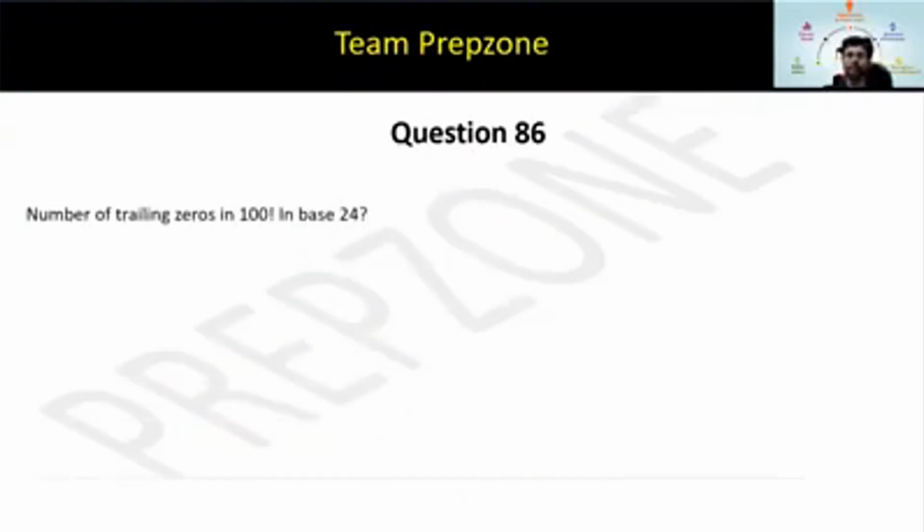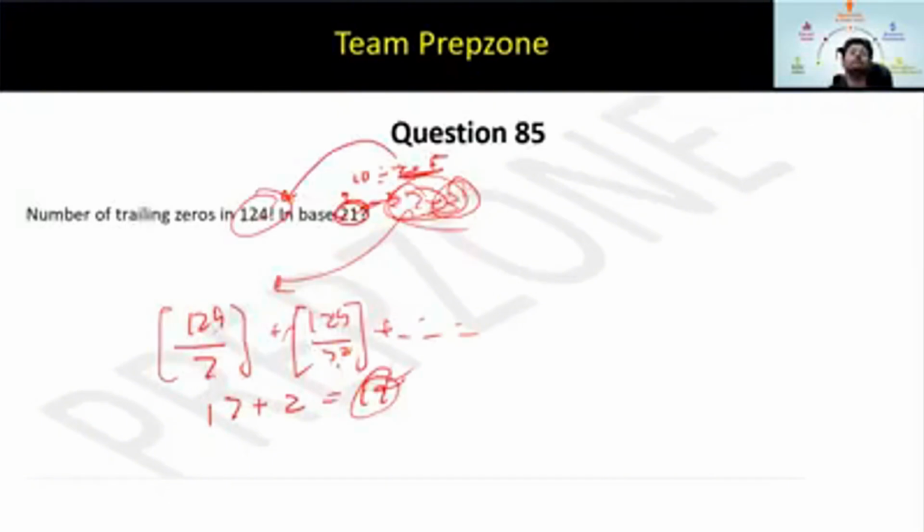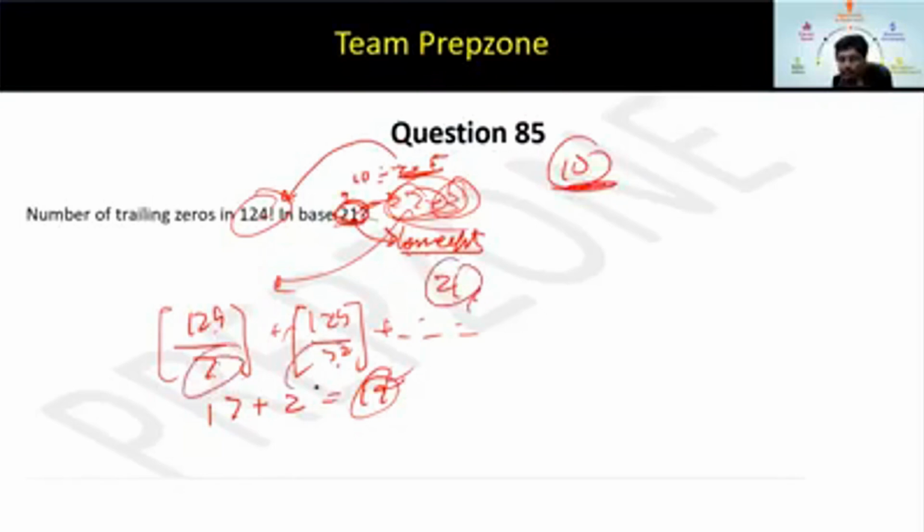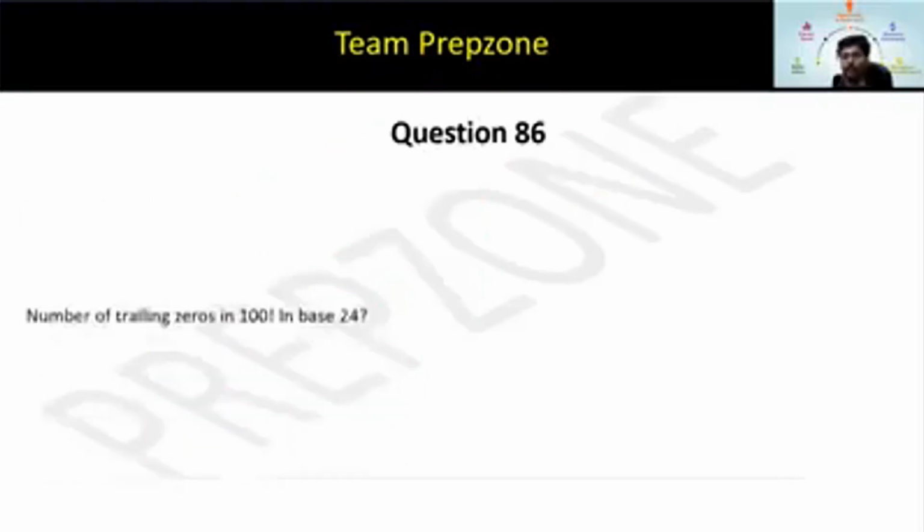Solve 100 factorial in base 24. Number of trailing zeros. And why are we doing this, by the way? Because this is base 21, right? So who will make 0 here? See, what is the concept behind this? In base 10, who was making 0? 10 was making 0. In base 21, who will make 0? 21 will make 0. That is why I'm dividing it by 7 into 3. 7 into 3 will make 0.